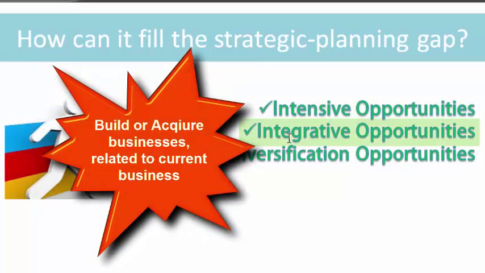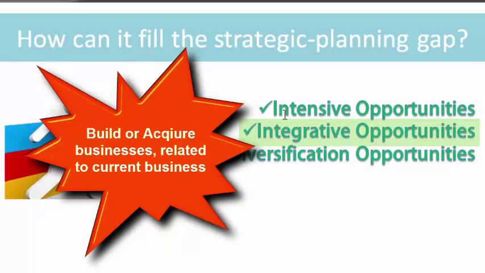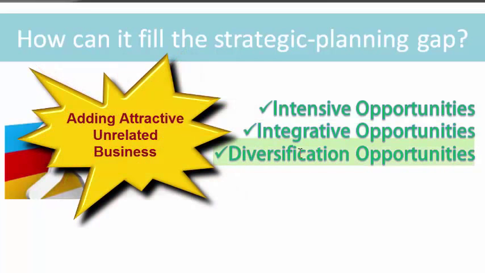Integrative opportunity: the second is to identify the opportunities to build or acquire businesses related to the current business. For example, engineering drawing paper sheets, or maybe carbon paper. In other words, they may have some opportunities that they can explore within the stationery industry. The third is to identify opportunities to add attractive unrelated businesses. That means diversification opportunities.